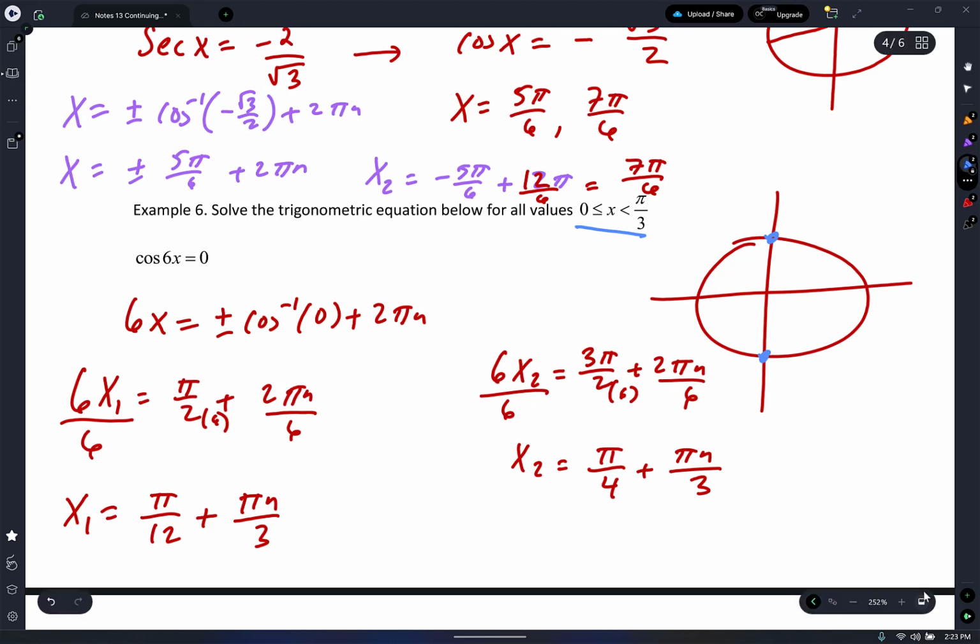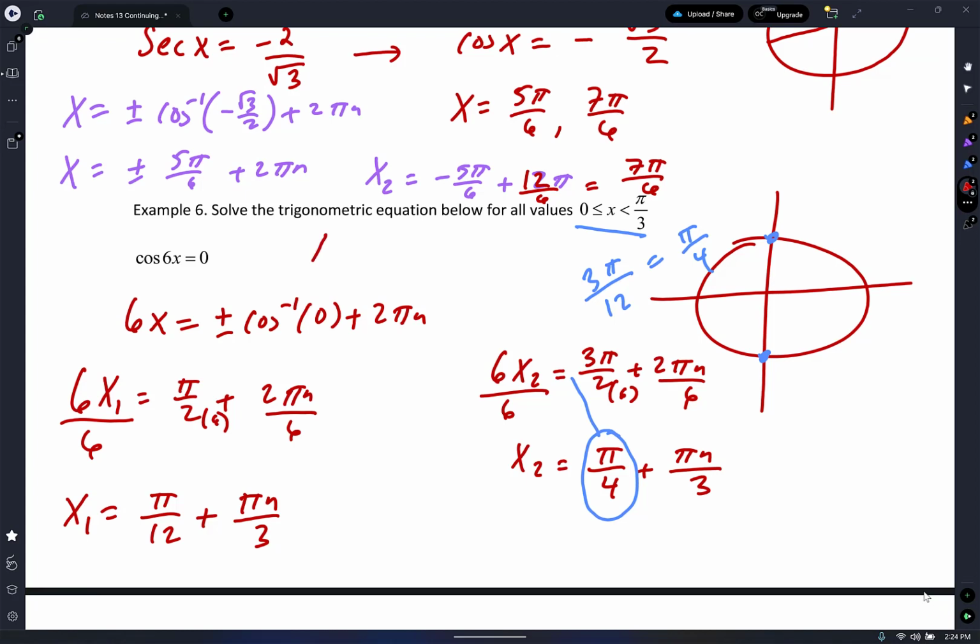Yeah, I can see some of you guys. Relax. This pi over 4 is 3 pi over 12, and then I just reduced it. Pi over 4. Yeah, good notes. What are my answers? The answers are x equals pi over 12 comes first, and then pi over 4.